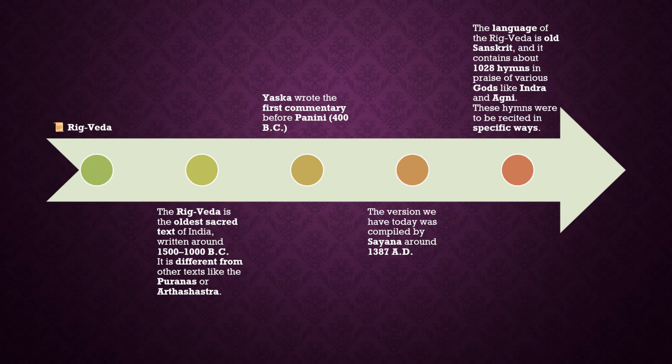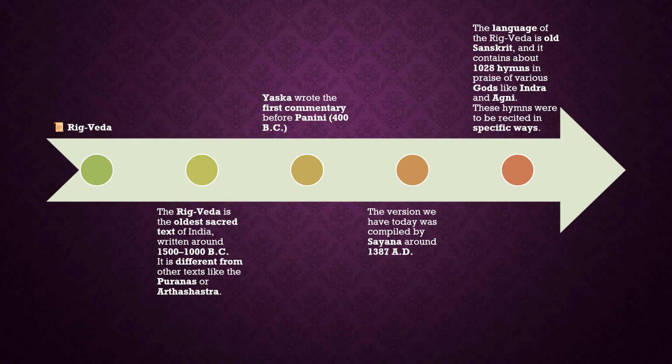Let us discuss another question. Write a short note on Rig Veda. In this, you have to cover all the following points. Rig Veda is the oldest sacred text of India. Sacred means holy book of India. It was written around 1500 to 1000 BC.